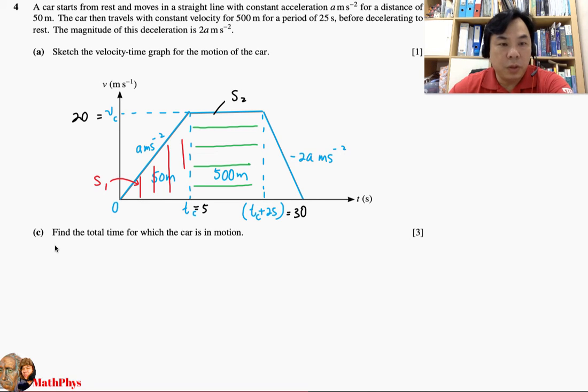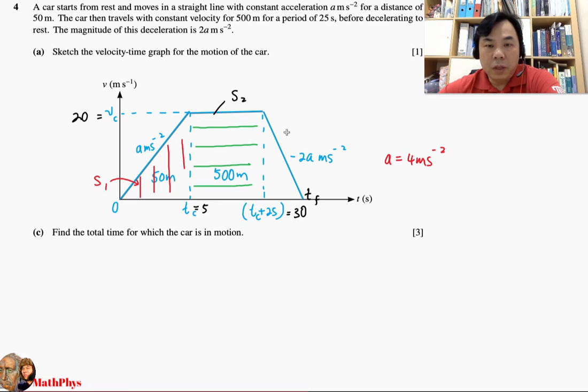All right. Question C. Find the total time for which the car is in motion, which means we have to figure out the final time here. TF, for instance, right? What is the total time of this journey? So we have to make use of the first part of the information and then the second part. Now we have not tried to use the last piece of information here. We're going to try to use all the information that we obtained so far. Now, since we have obtained the acceleration is equal to 4 meter per second square, which we have already deduced just now.